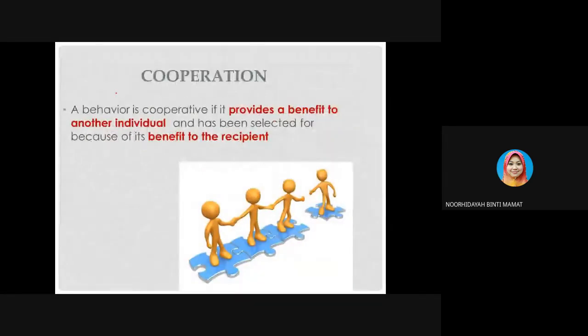Okay, so a behavior is cooperative if it provides a benefit to another individual and has been selected for because of its benefit to the recipient. So the actor gets the benefit and the recipient also gets the benefit, but both are not related to each other. Okay.